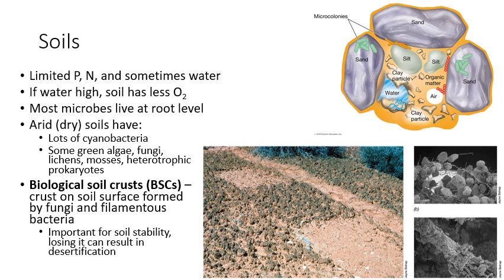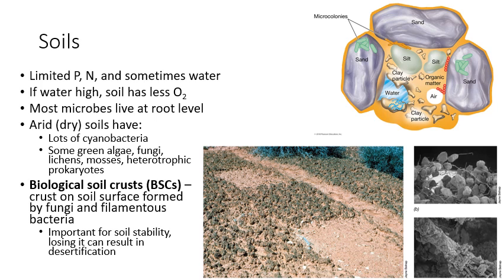So just a crust formed on the surface of the soil, but it's formed by microbial organisms actually. So generally by different fungi and by filamentous bacteria. Anything that has a filamentous shape to it can help form a biological soil crust. Those crusts are really important because they stabilize the soil. They make it so that the wind cannot blow the soil away.